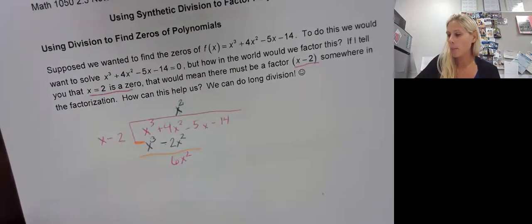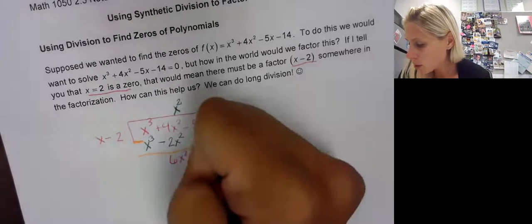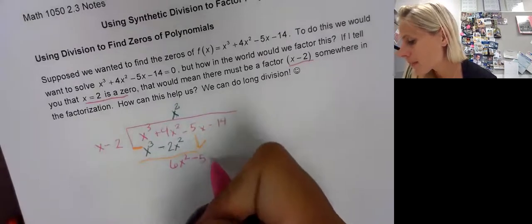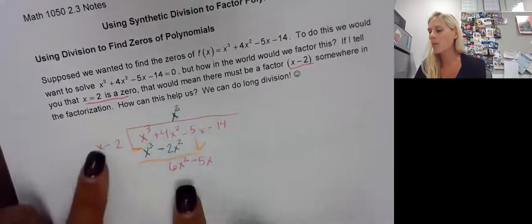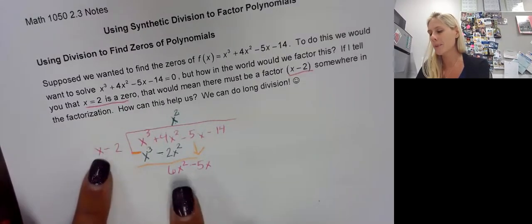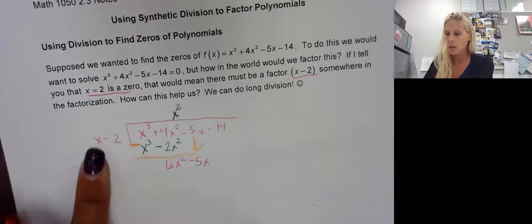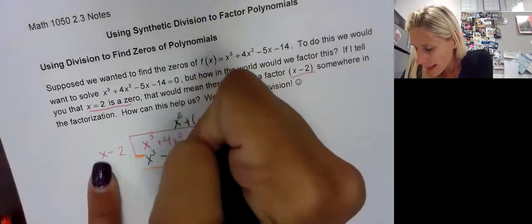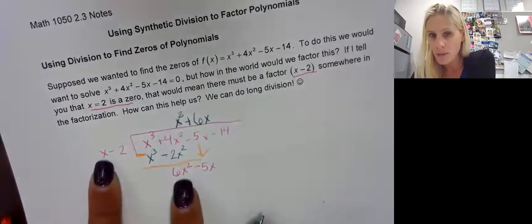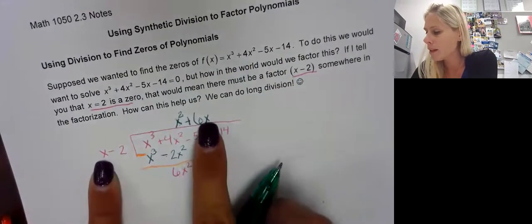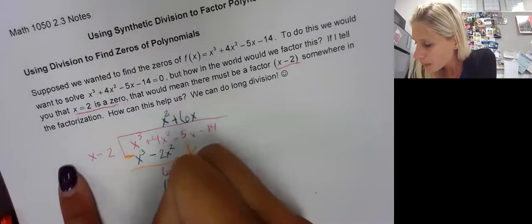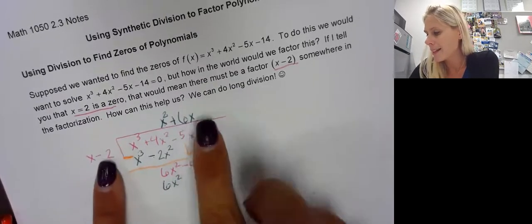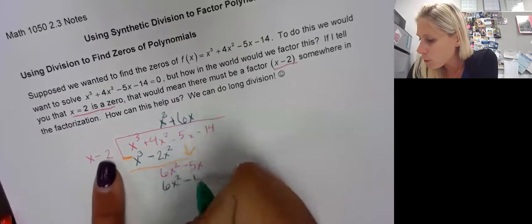Now, if you remember, after we subtract, we bring down. So I'm going to bring down that negative 5x. And then we do that all over. What do we multiply x by to get to 6x squared? We multiply by 6x. I can prove that to you because next is multiplication. 6x times x is 6x squared. Now we have to multiply everything. So 6x times negative 2 is negative 12x.